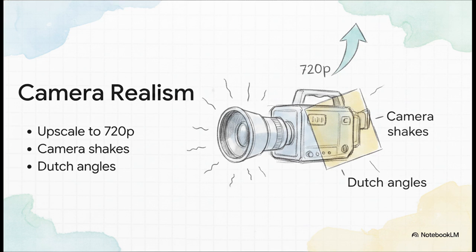Think about it. A real human holding a camera breathes, right? They shift their weight. Simulating that tiny imperfection adds massive realism. And finally, play around with Dutch angles, those slightly tilted camera perspectives to create a dynamic, far less rigid framing. You're basically faking a real breathing human operating the camera.